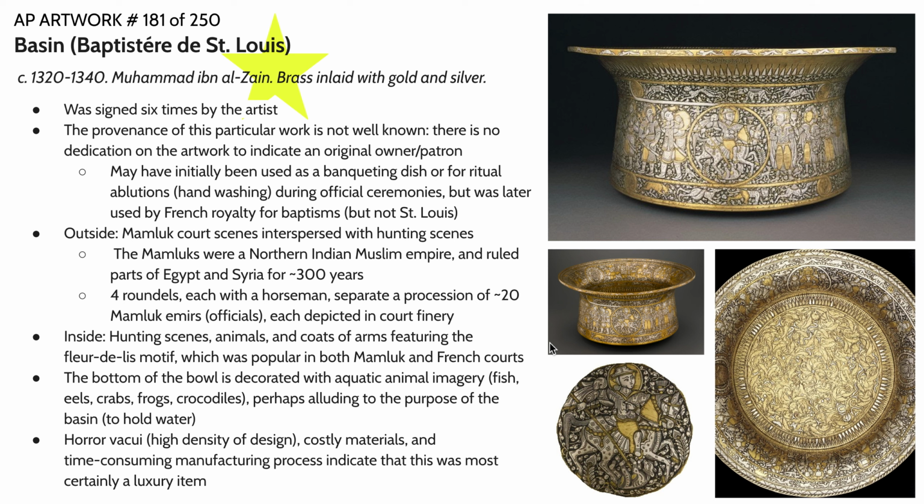This is perhaps the most emblematic work in the AP curriculum of the concept of horror vacui, which is, again, that high density of design, literally the fear of empty space. There's also this notion that the materials that were used are very costly. We have gold and silver that are being used to coat the surface of this object, and the process that was involved in covering this object and plating it and then creating all of these intricate designs was also extremely labor intensive and time consuming. So it is certain that this object would have been manufactured for somebody who was probably like a member of royalty or a king. It was a luxury item for sure.